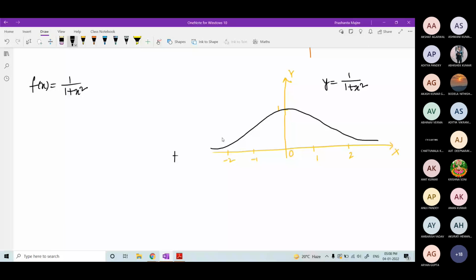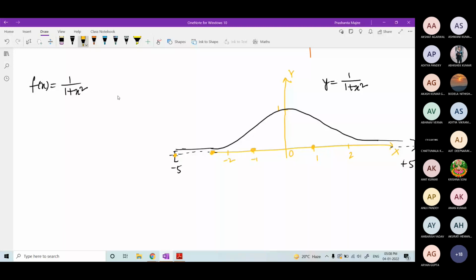Now, how to approximate the function by a polynomial? You will have to create data points. So first, you divide the interval -5 to +5. Let us consider 6 data points, highlighted by these dots. The first will be at x equals -5, then x equals -3, then x equals -1, then x equals +1, then x equals +3, then x equals +5.